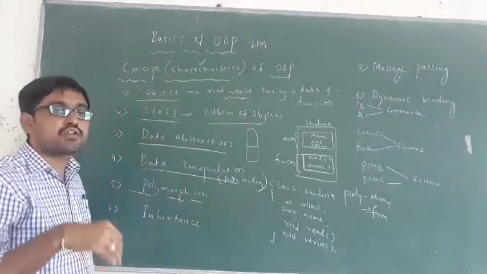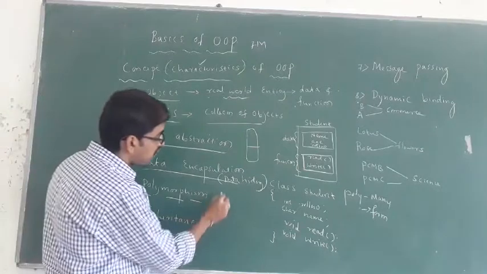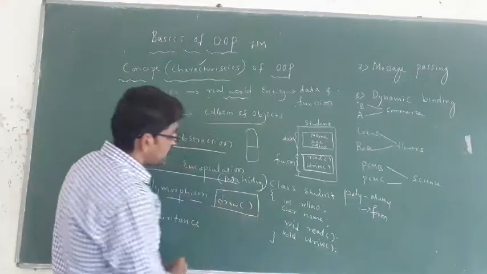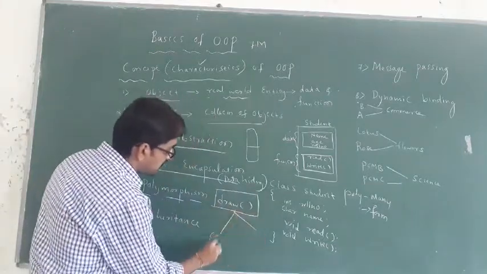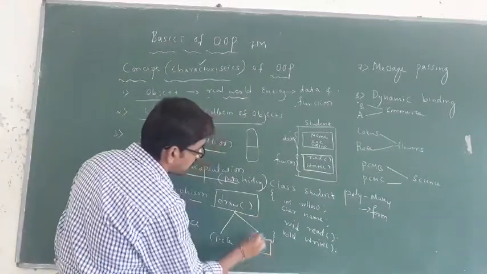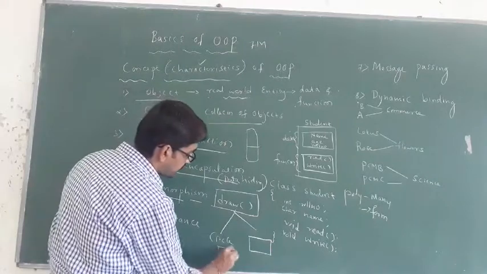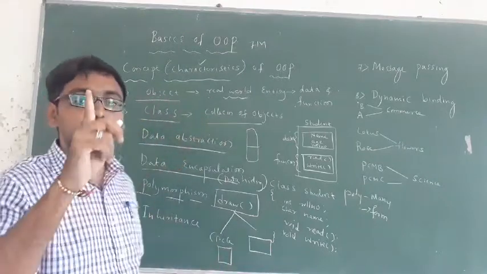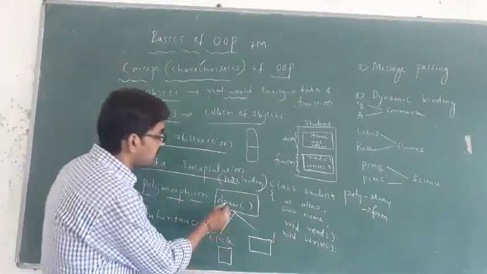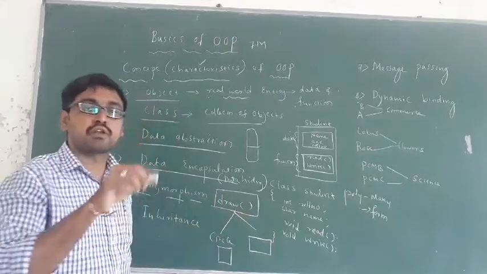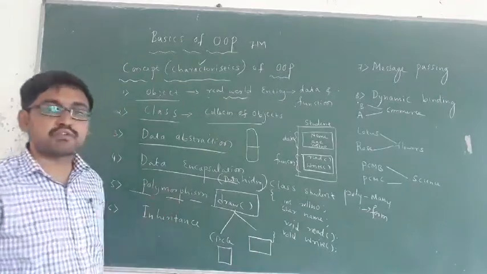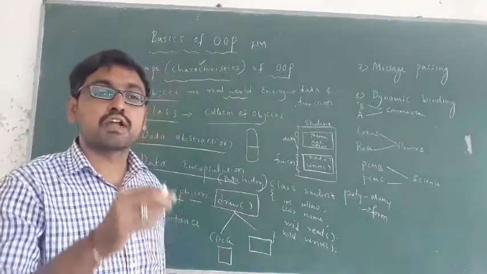Ability to take more than one form means, for example, by using a draw function, by using only this one function, you can draw a circle, a triangle, a square. By using a single function name, you can perform different tasks. That process is called polymorphism. Polymorphism means ability to take more than one form.